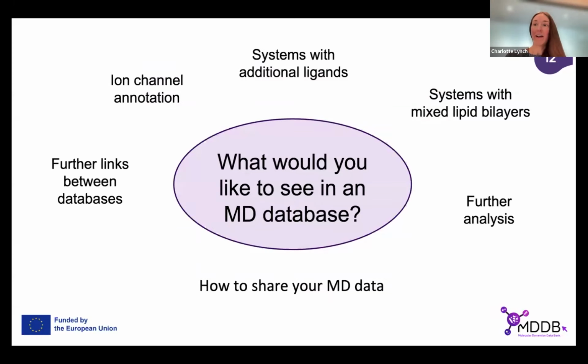And so finally, we'd like to ask the audience, what sorts of things would you like to see in a molecular dynamics database, generally or for membrane proteins? You can put suggestions in the chat for us and we'd be happy to hear them. Possibilities we've been considering are things like looking at different ligands, mixed lipid systems, ion channel annotation. Of course, things like how would you want to go about uploading your data in the first place, and other links between databases.